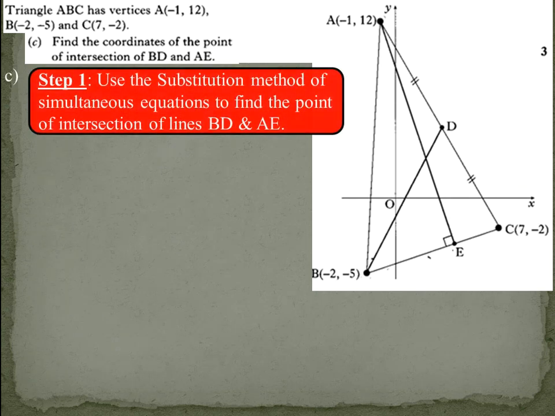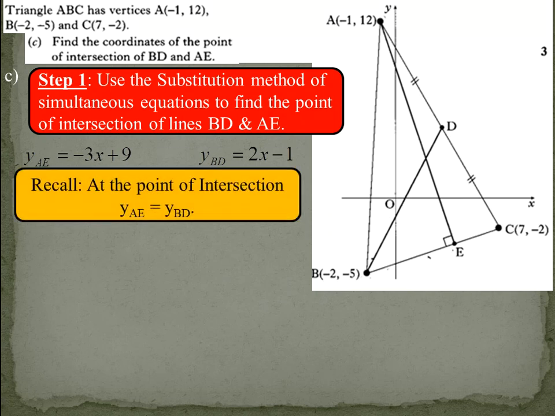So we use the substitution method of simultaneous equations to find the point of intersection of lines BD and AE because we've worked out the equations in that form. If you want to rearrange them and use the elimination method, feel free. But I stressed you need to be able to do the substitution method, so don't avoid it. Learn how to do it. You're doing Higher Maths, you need to be able to do this.